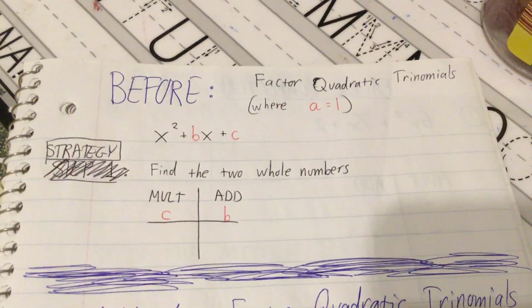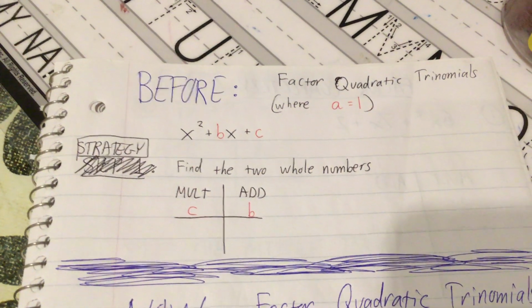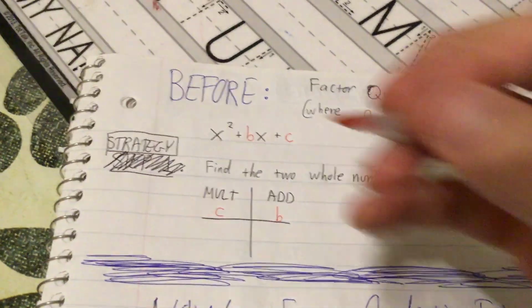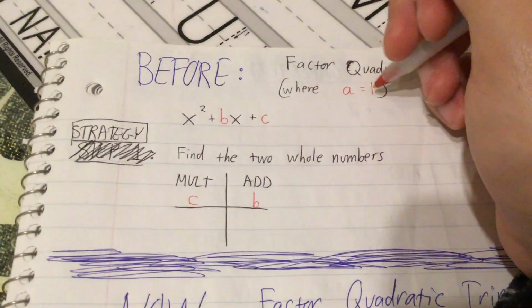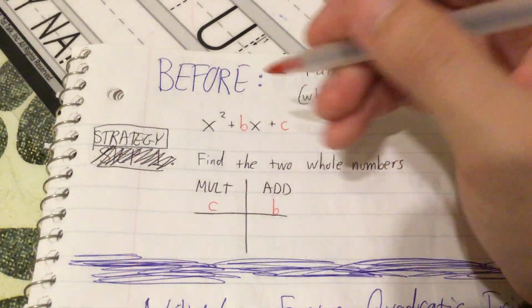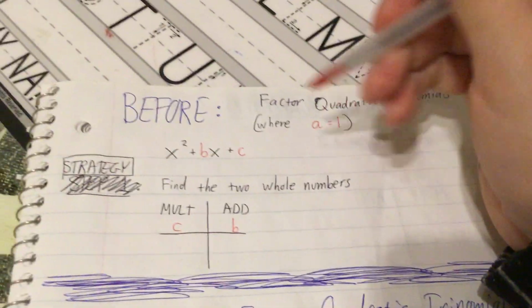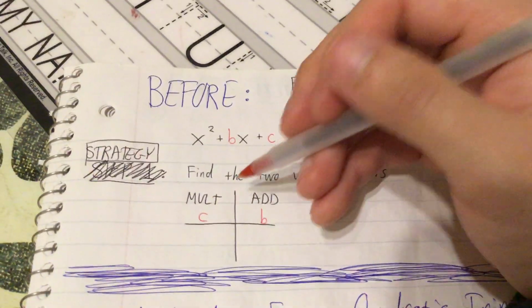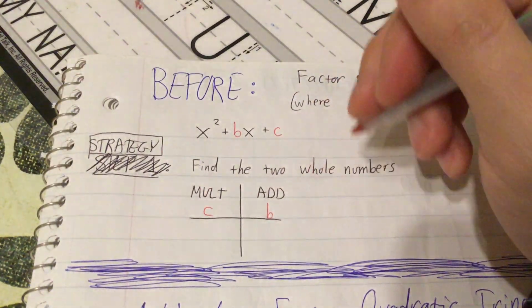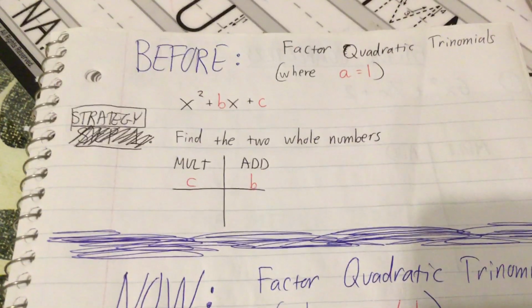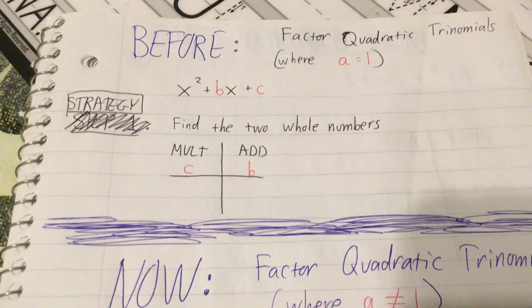So before, the previous test was still on factoring quadratic trinomials, and I was going to put step by step, but then the strategy, it's more of a strategy than a step by step. So in this case, you had x squared plus bx plus c. So even though it's standard form, a equals 1. So when you did that for the previous test, what you did was you found the two whole numbers that multiplied to c and added to b. And once you did that, you split it into two binomials, and those are the good old days. I'm not going to lie. Those were the good old days.